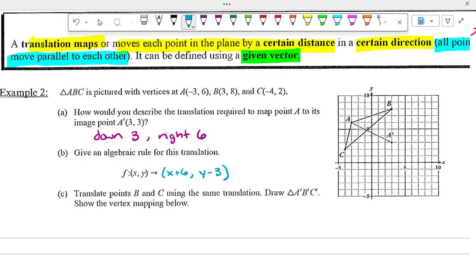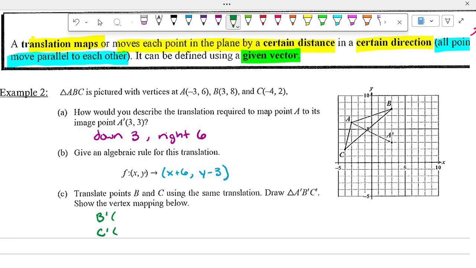So now we're going to use that exact same rule to get the other 2 points. You can do this either way. You can either count it on the graph, so you go down 3, right 6, or you can plug the point into the function, whichever you want to do. But take a minute and do that on your own. So find the other 2 points. B and C, you need to find B prime and C prime.